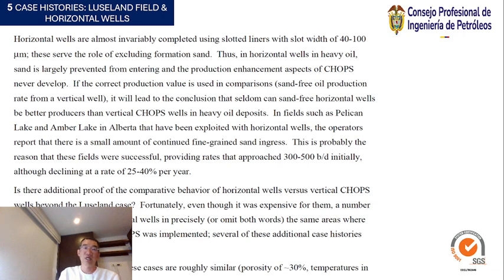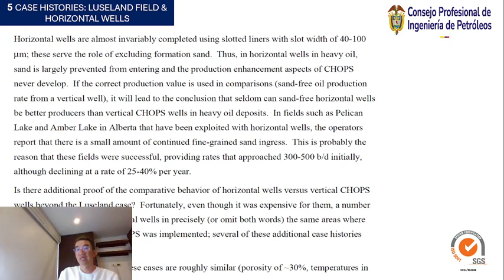If the correct production value is used in comparisons with the sand-free oil production rate from a vertical well, it will lead to the conclusion that sand-free horizontal wells can seldom be better producers than vertical CHOPS wells in a heavy oil deposit.